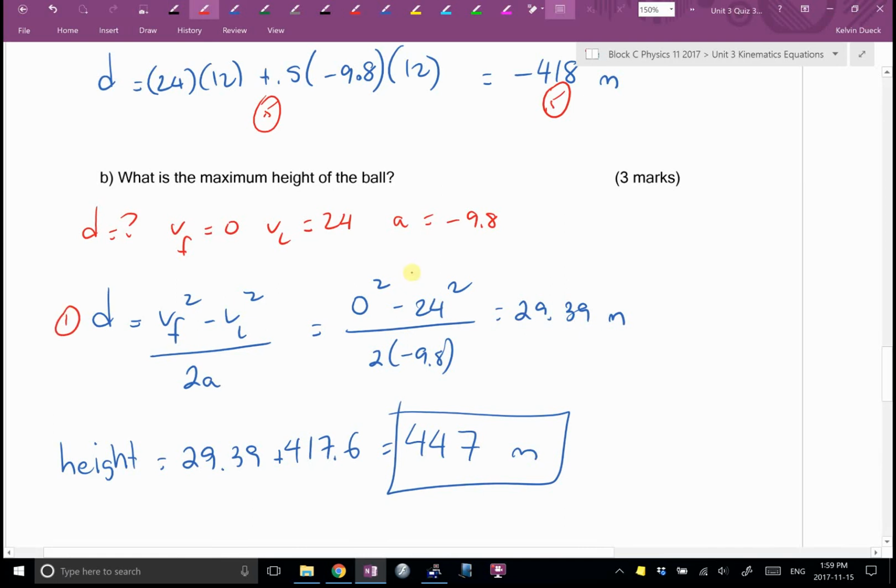One mark, half mark for getting that. That's a terrible 0.5. Half mark for realizing you had to add them together, and a half mark for the answer. But if you got the 447, full marks, 3 out of 3.